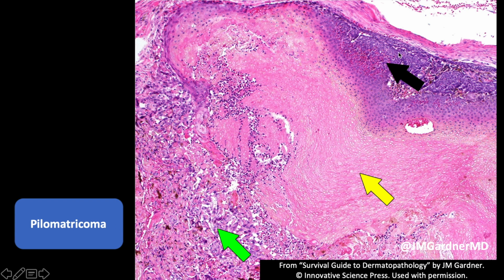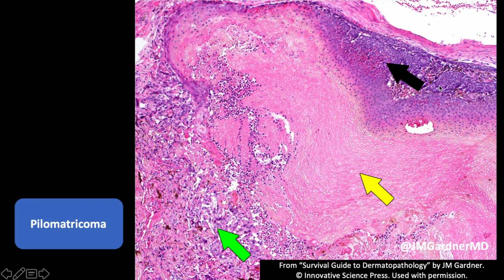Blue basaloid cells, which are recapitulating the hair germinative root cells. These sheets of ghost or shadow cells, which basically look like a sheet of keratinocytes with the nuclei totally dissolved and missing. So it's like a shadow of the original. Basically take this and delete all of the nuclei out and turn it pink, and that's the ghost or shadow cells. If I just see ghost shadow cells and this background granulomatous response, which is very common, I'll feel comfortable saying that something's consistent with a pilomatricoma just based on that.